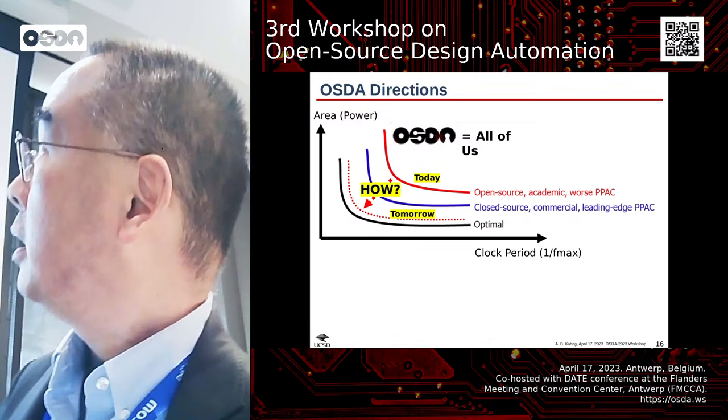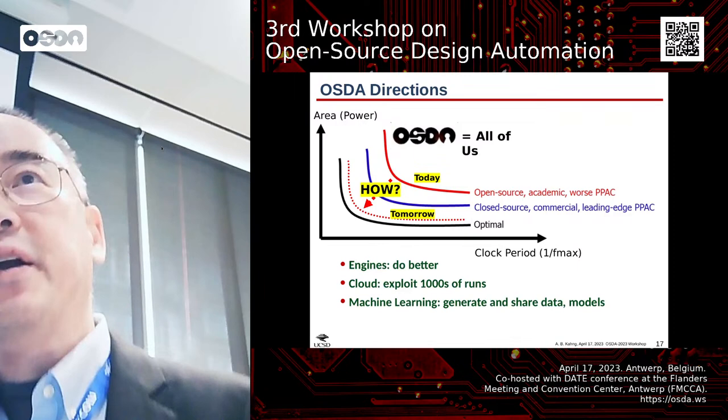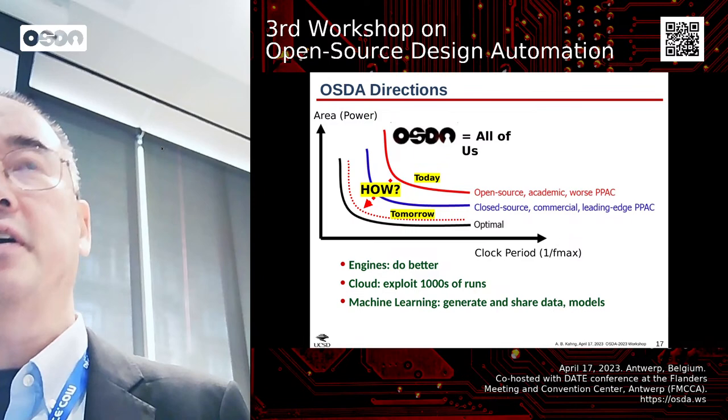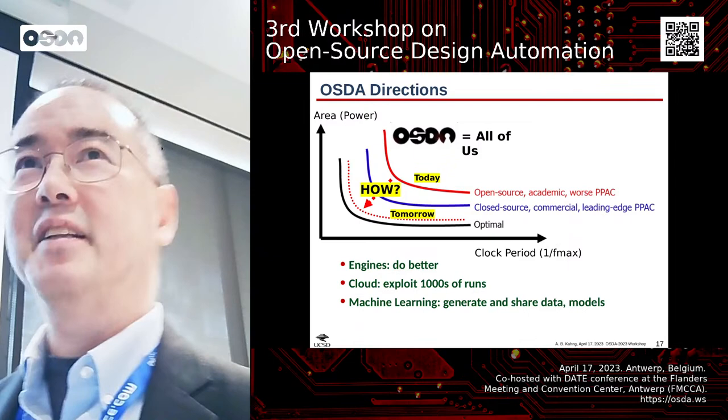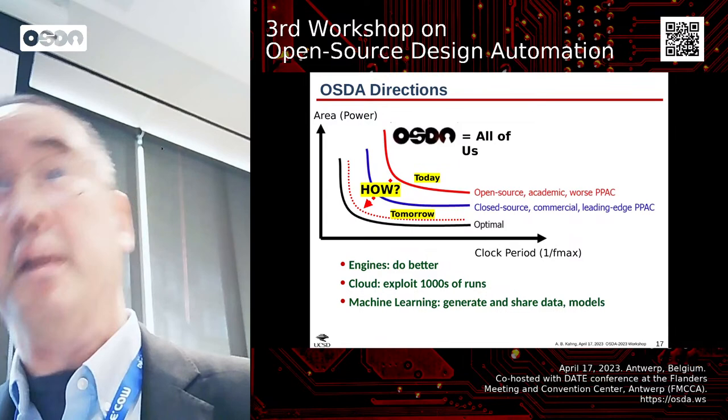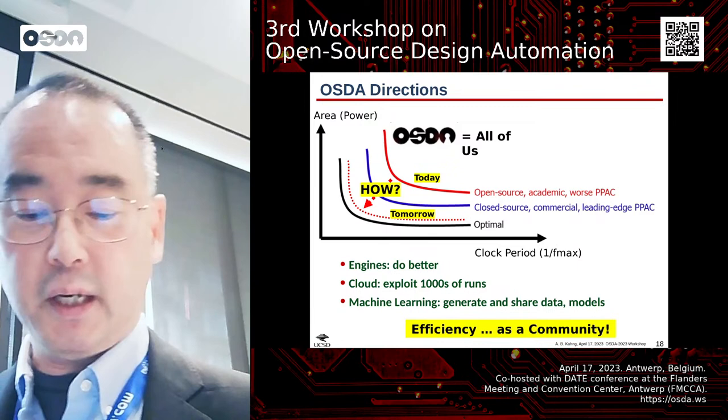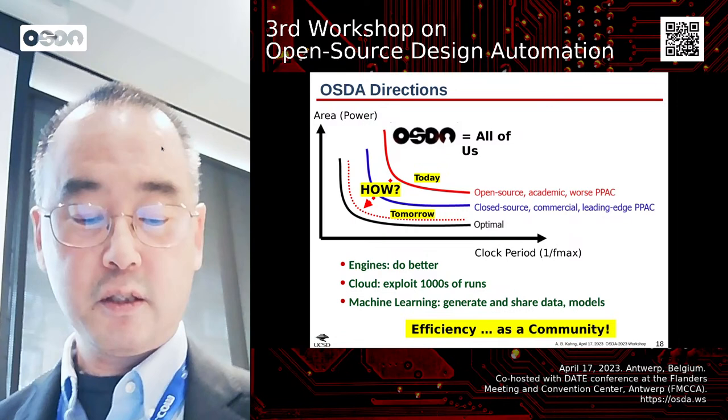So I feel one answer to how is what we just saw: develop better engines for key optimizations, jump in where traditional EDA vendors are only wanting to tiptoe, like cloud or data for machine learning in an open way, hooks for machine learning, and so on. But that's not it. The real challenge and the most important direction, in my opinion, is efficiency as a community. Open source EDA has a huge number of needs, too many, and not enough people. So I want to give a few thoughts about this.